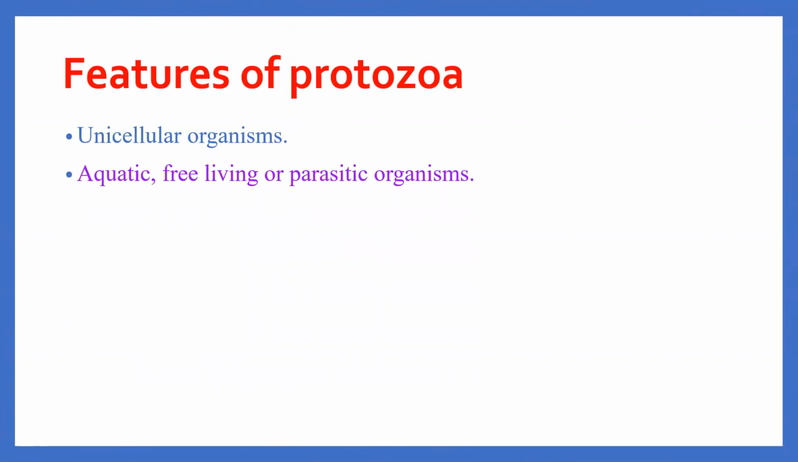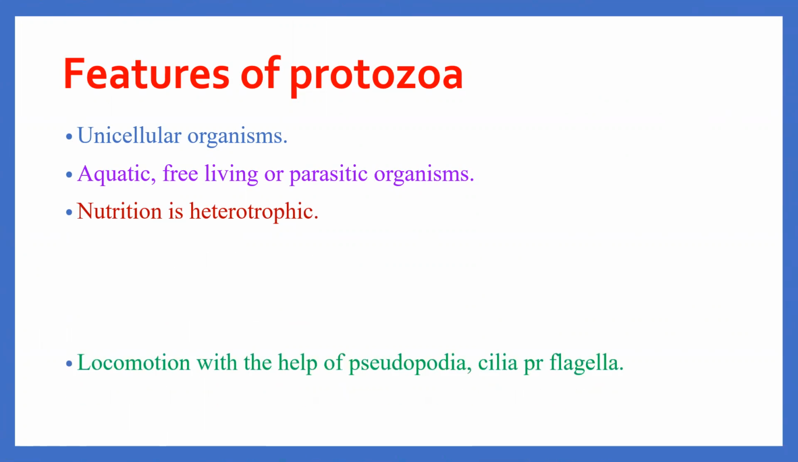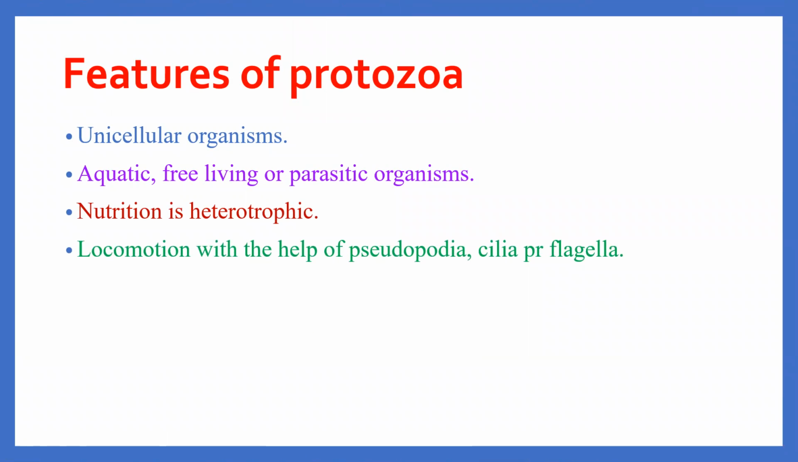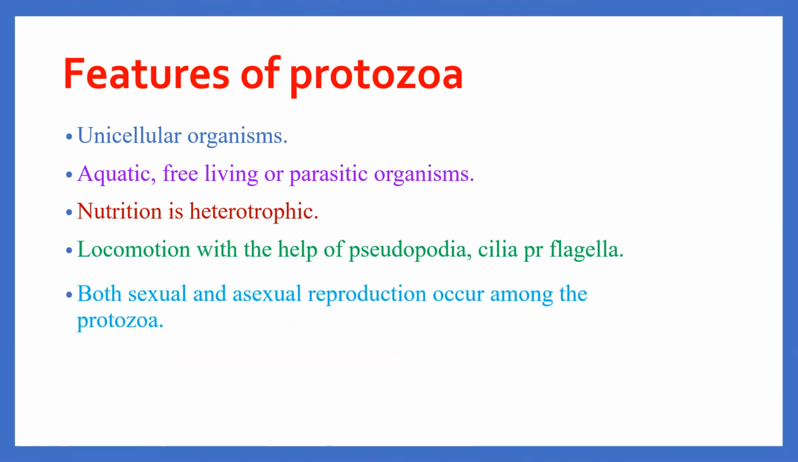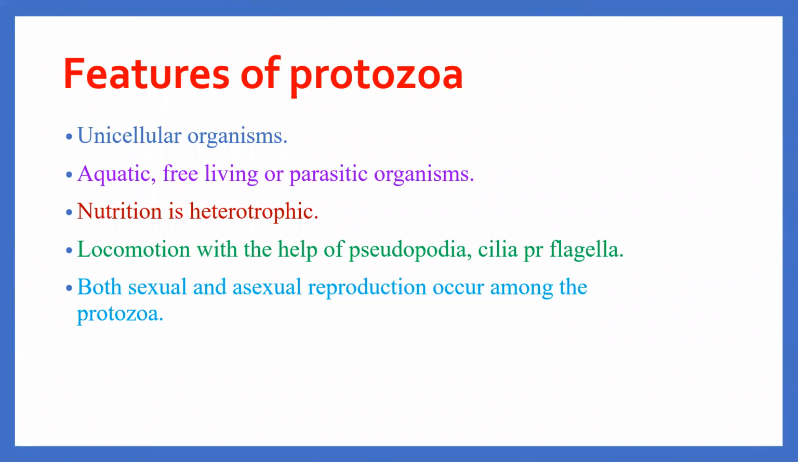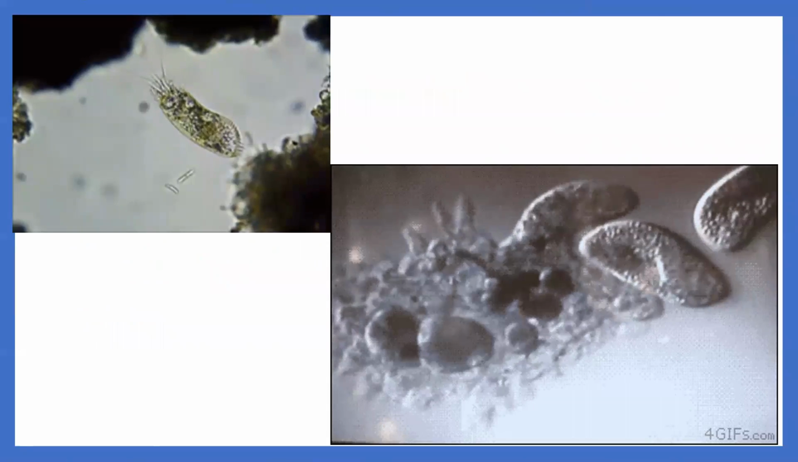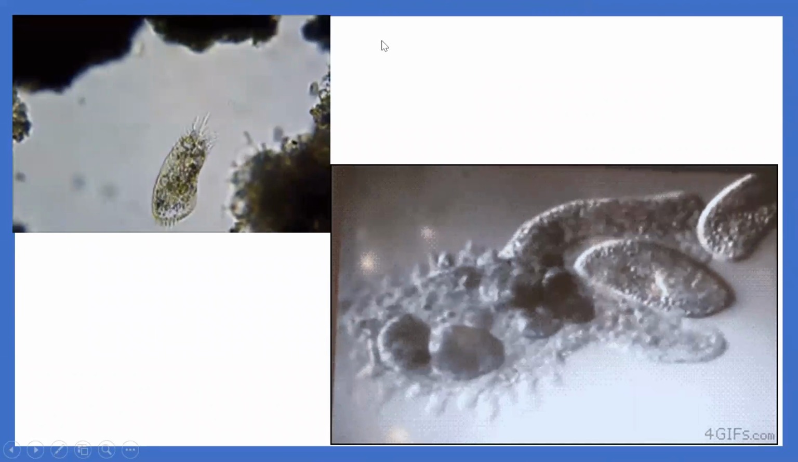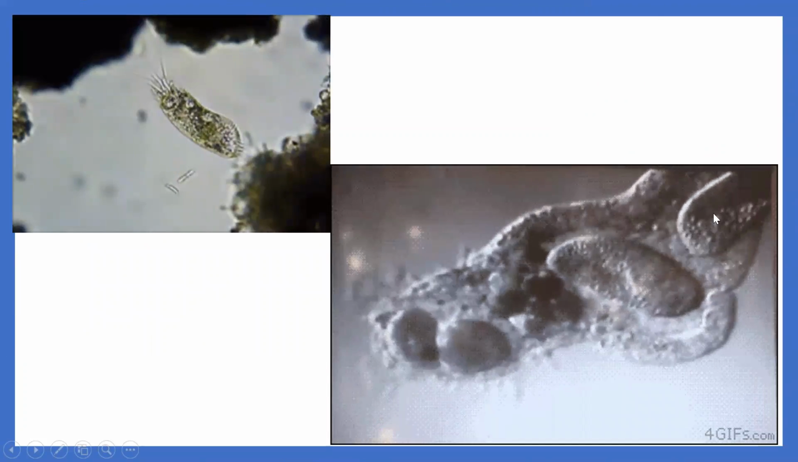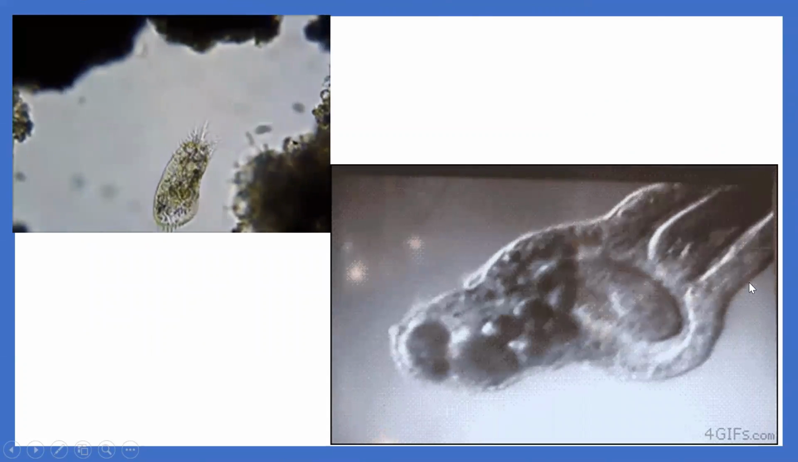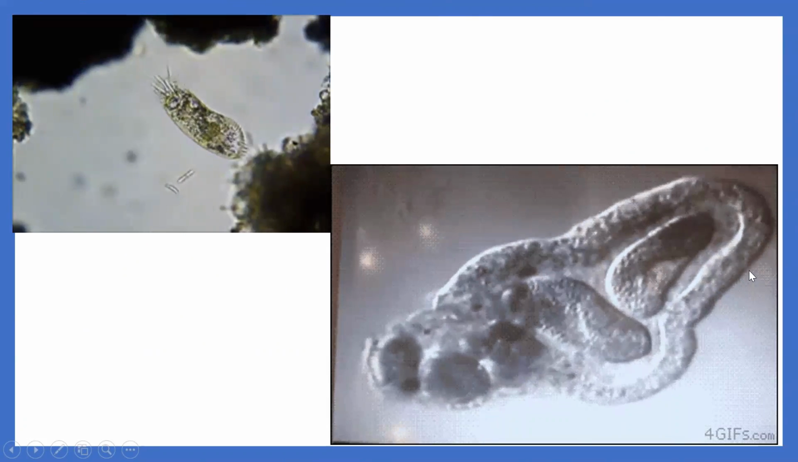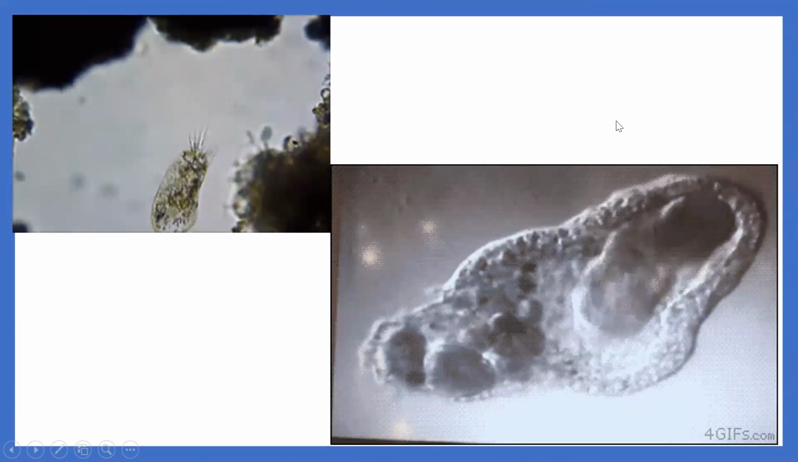So the main features of protozoa are unicellular organisms, aquatic, free-living or parasitic. Nutrition is heterotrophic. Locomotion with the help of pseudopodia, cilia or flagella. Both sexual and asexual reproduction occur among the protozoa. So here we can see the movement of a protozoa, and here we can see the phagocytic engulfment of the protozoa, that is the feeding of a protozoa.